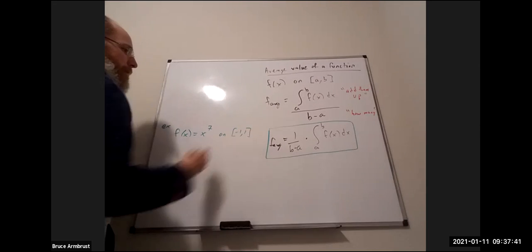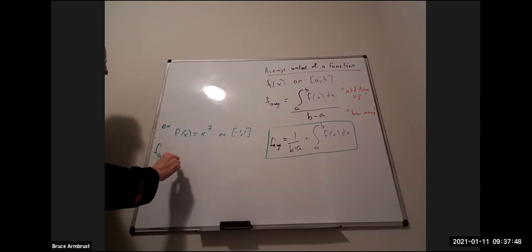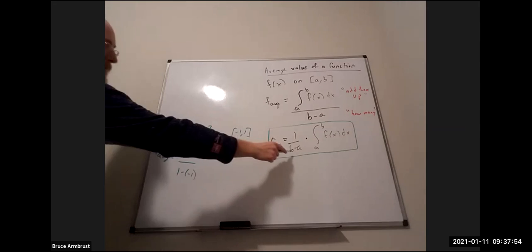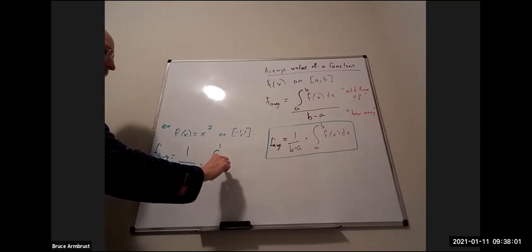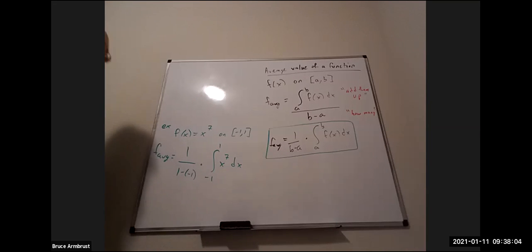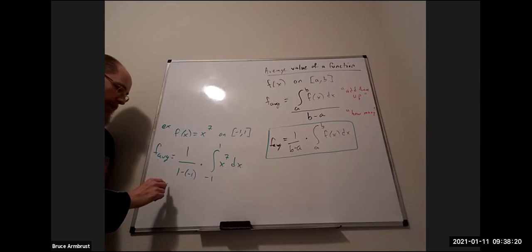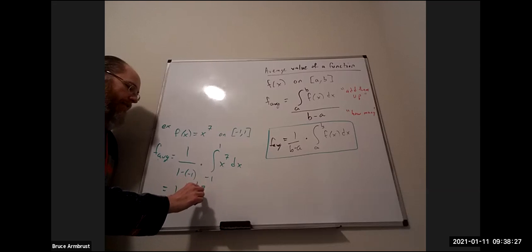And we're on -1 to 1. So let's set it up. The average value is going to be 1 over 1 minus -1. That's 1 over b minus a times the integral from -1 to 1 of x to the 7th dx. All right, so this is going to be 1/2 times the integral from -1 to 1 of x to the 7th dx.